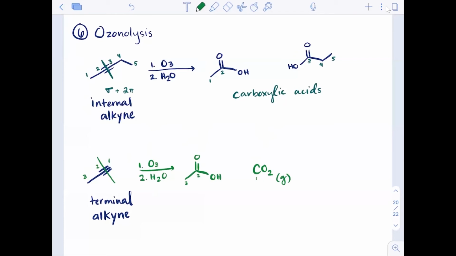So terminal alkynes can undergo ozonolysis to make carboxylic acids and carbon dioxide. So carbon number 1 being at the end there gets fully oxidized, as much oxygen bonds as you can imagine, which would be carbon dioxide.